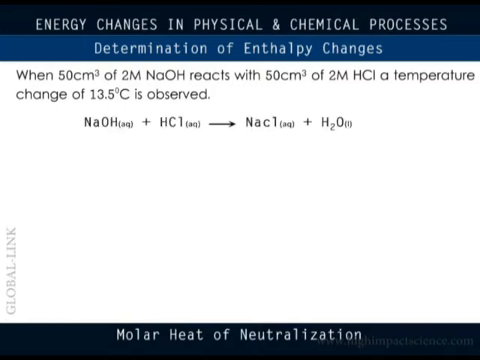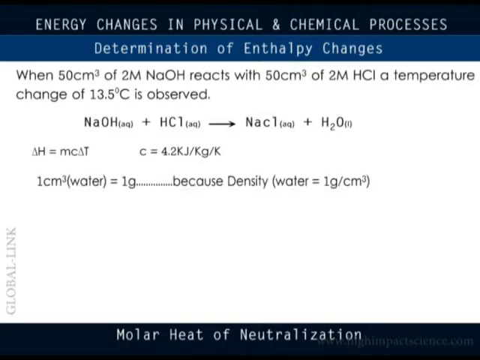This is the equation for the reaction. The specific heat capacity of water is 4.2 kilojoules per kilogram per Kelvin. And so enthalpy change is equal to mc delta T. We start with the mass of water. The total volume is 50 plus 50, which is equal to 100 cubic centimeters.